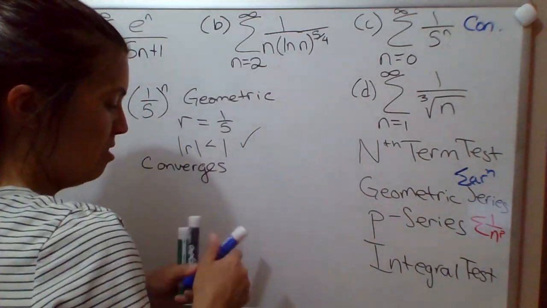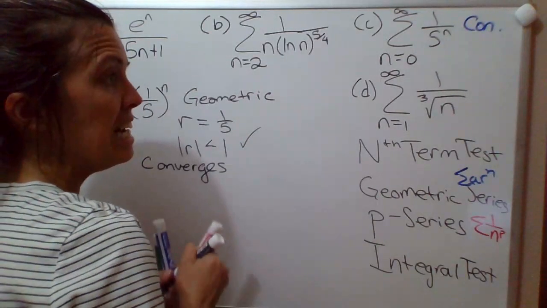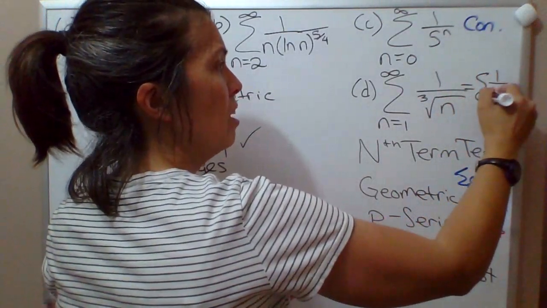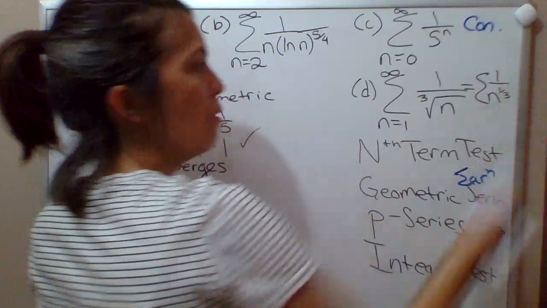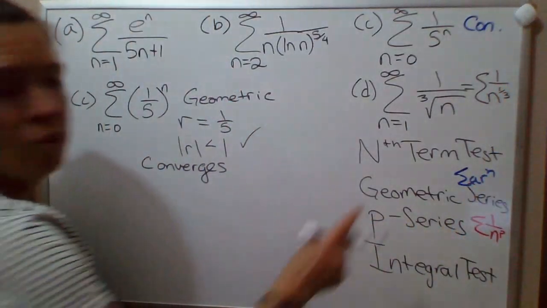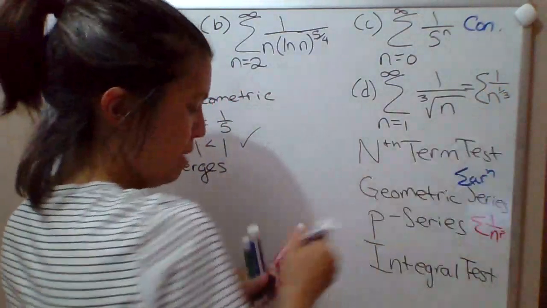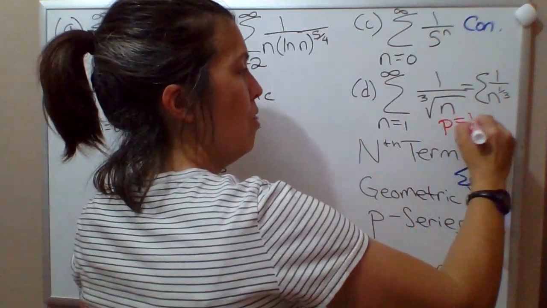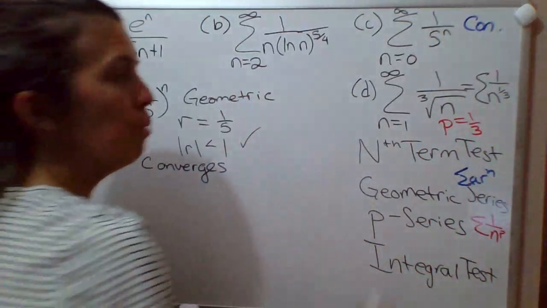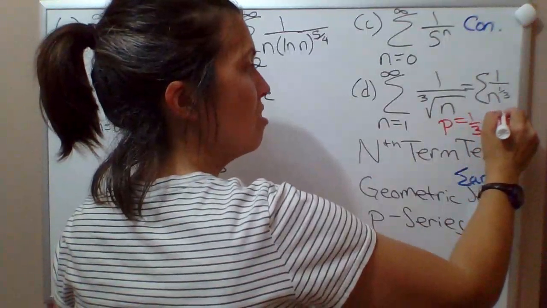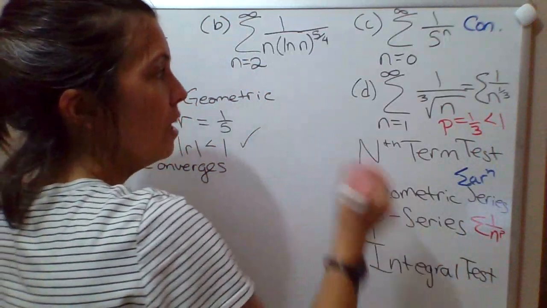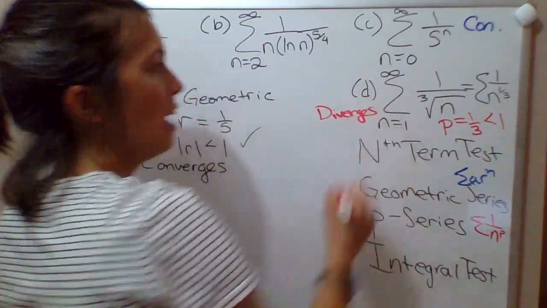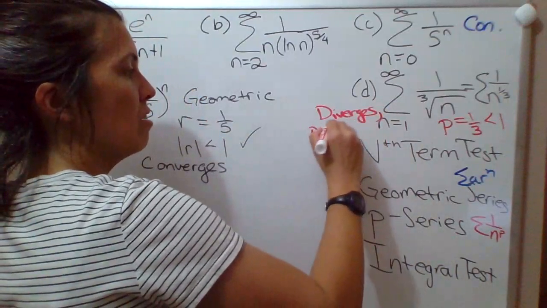So the one that's a p-series is d here, because d can be written, the cube root can be expressed as the 1/3 power. And so this one is 1 over n to the 1/3. This is a p-series with p equal to 1/3, which for a p-series, when p is strictly less than 1, or in fact less than or equal to 1, the series diverges. So d here diverges by the p-series test.